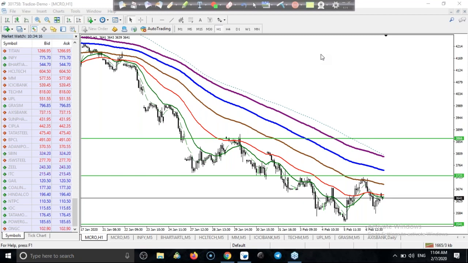All right, let's get started one by one, and let me zoom a little more here.